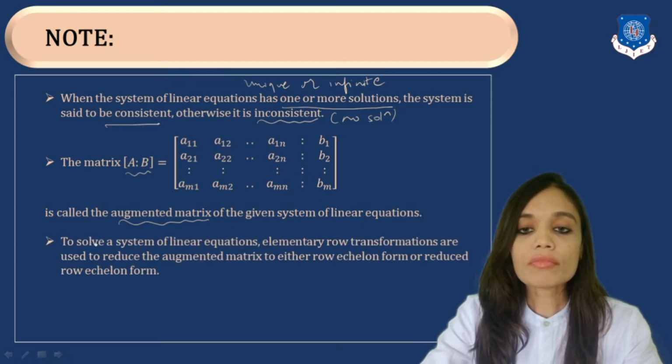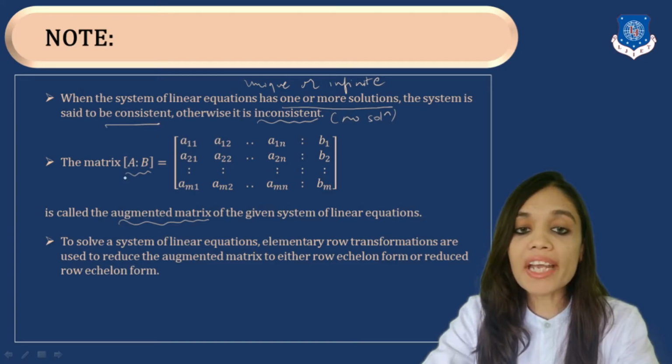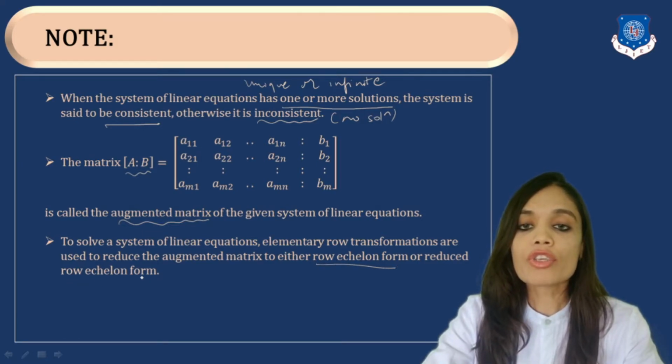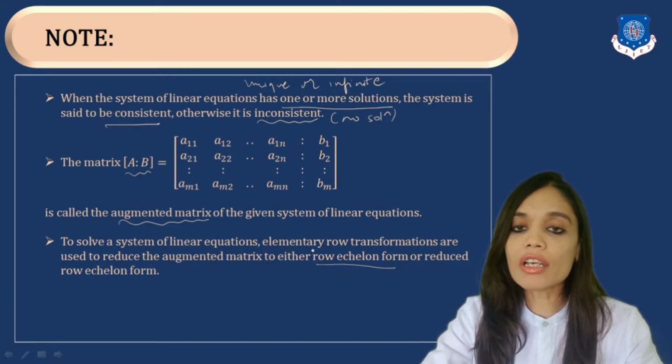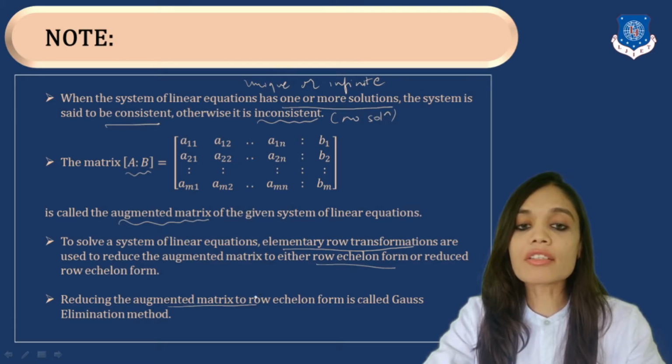Now, to solve a system of linear equations, elementary row transformations are used to reduce this matrix into either row echelon form or reduced row echelon form. So basically we will reduce this matrix [A | B] into row echelon or reduced row echelon form using elementary row transformations, right? Now if we are reducing the augmented matrix to row echelon form, then the method is known as the Gauss elimination method.